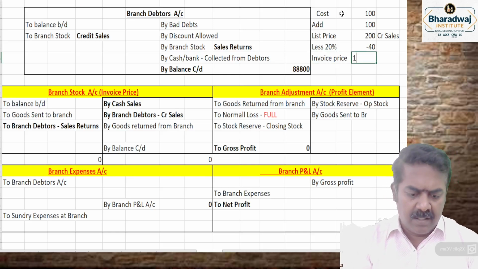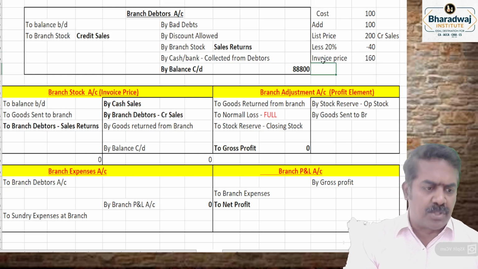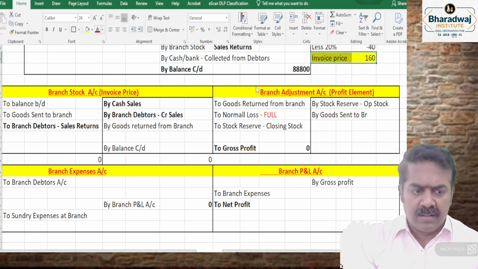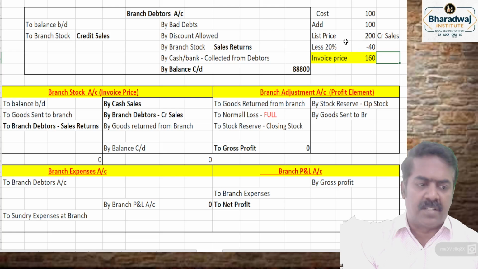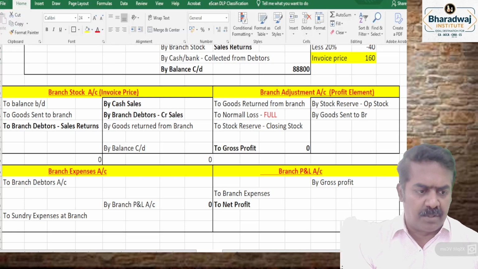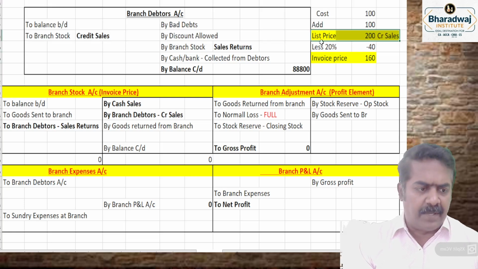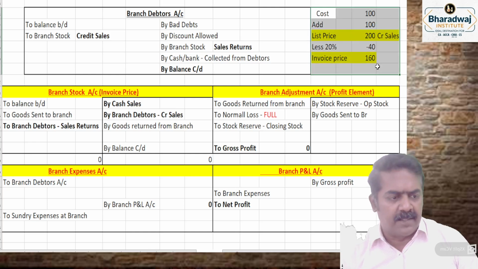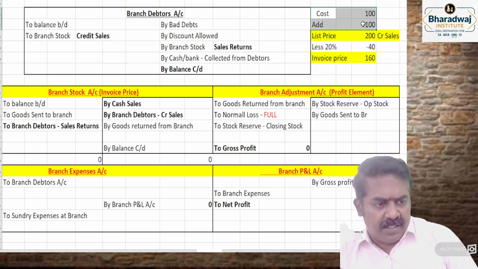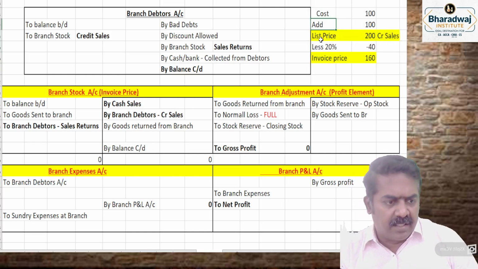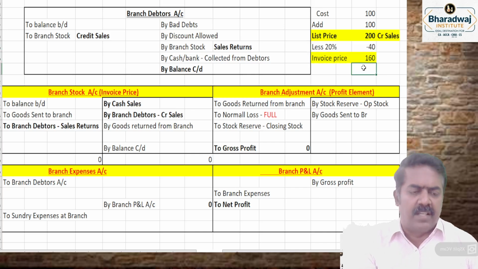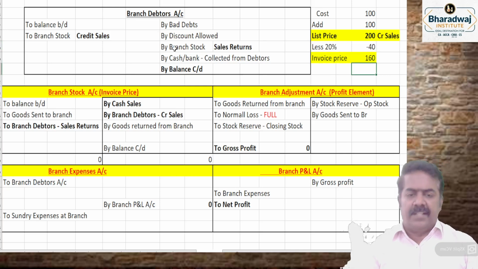Invoice price is the price at which goods are sent and cash sales is also taking place. The list price is the price at which credit sales takes place. First take up this. Cost plus 100, 200 is the credit sales list price. Minus 20%. Invoice price is the price at which we send the goods and sell it for cash.